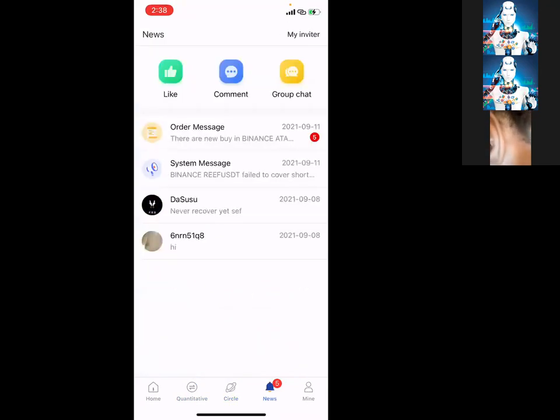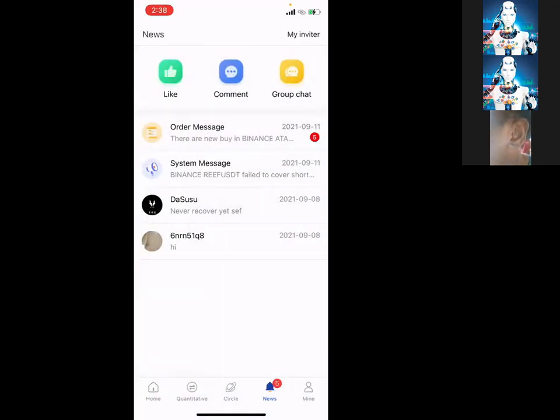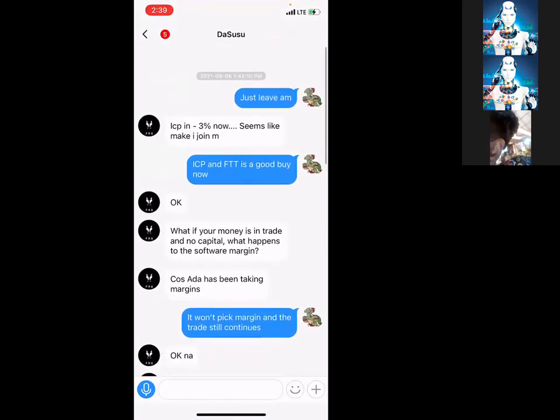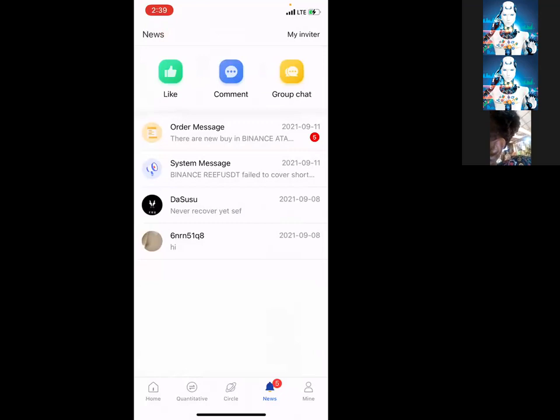Then under News, you will get to see the news of everything happening in your account. You can even chat with people under News. If, for example, I know your username, I can come over here under chat. You can see the message that someone sent to me here. You can chat with your inviter, the person that connected you to the business. You can see here Mr. Dasusu was chatting with me. In fact, we normally have good conversation with each other here. All right, so that's it.